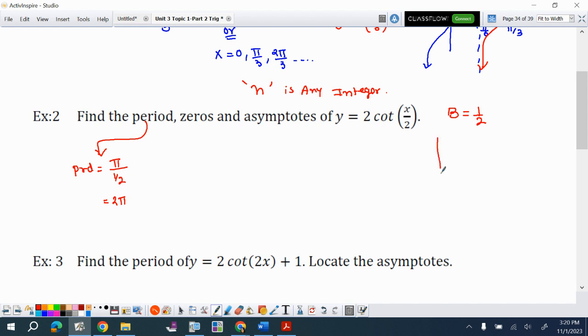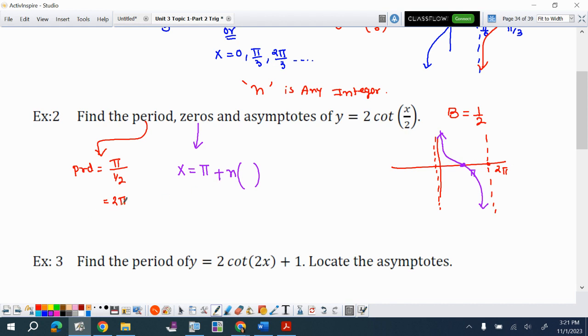Okay, so let's visualize the graph. Cotangent always has a first asymptote. The next asymptote is at 2 pi. So what is happening at halfway through? Halfway through is a 0, which in this case is pi. So where is a 0? x equals pi plus n times period. And cotangent graphs are always decreasing.